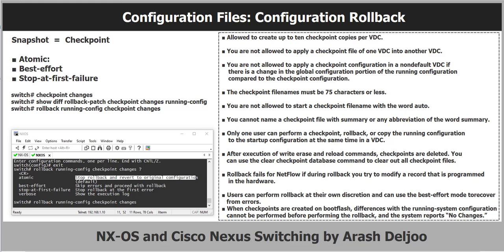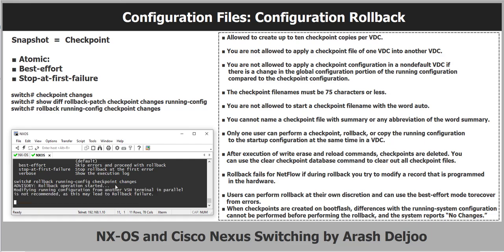It's okay. Maybe this is related to the platform, but in most cases we have the option of creating 10 checkpoints. You are not allowed to apply a checkpoint file of one VDC into another VDC. Then you are not allowed to apply a checkpoint configuration in a non-default VDC if there is a change in the global configuration portion of the running configuration compared to the checkpoint configuration. And then the checkpoint file name must be 75 characters or less. You are not allowed to start a checkpoint file name with the word auto.